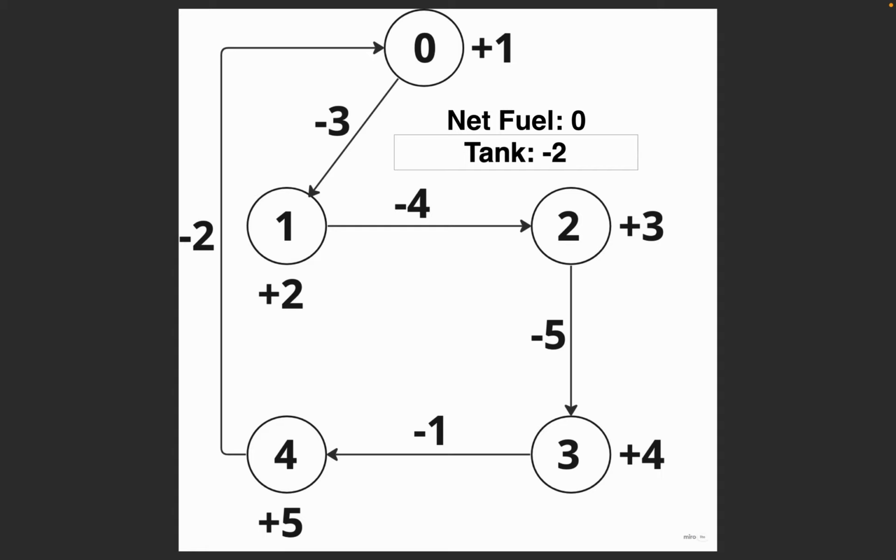And the same can be said for gas station 1. We start off with an empty tank, we do +2 -4, which is -2, and we can't even reach gas station 2.